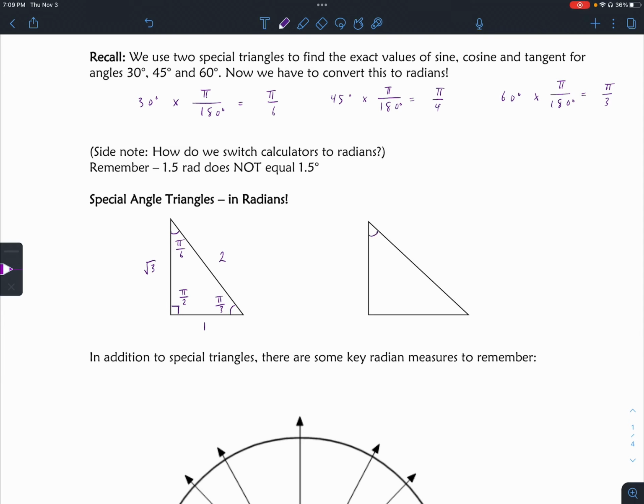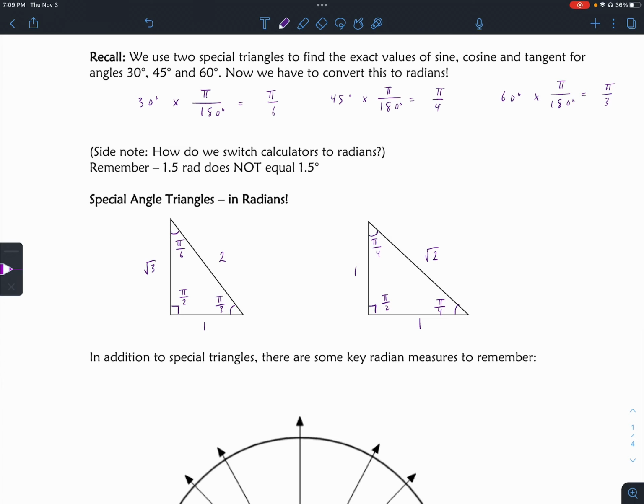Now the second special triangle has pi over 4, so that's 45 degrees. It's an isosceles triangle, so it has two equal side lengths and two equal angles. So 45 and 45 are pi over 4 and pi over 4, and 90 degrees as well, so pi over 2. Both of these are right triangles. Side lengths are 1, 1, and root 2.